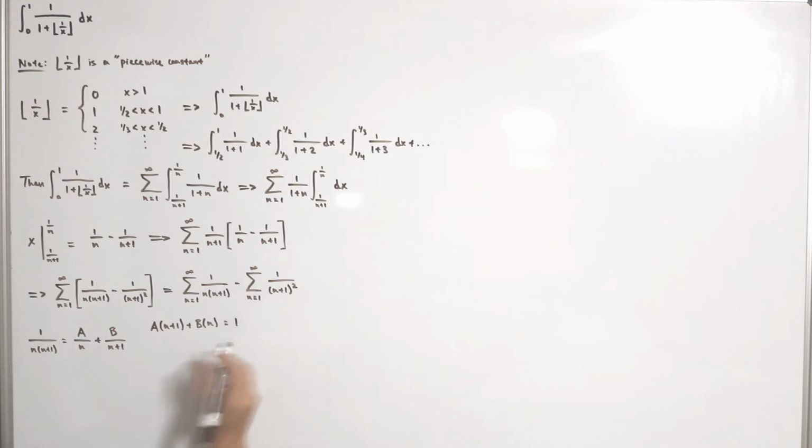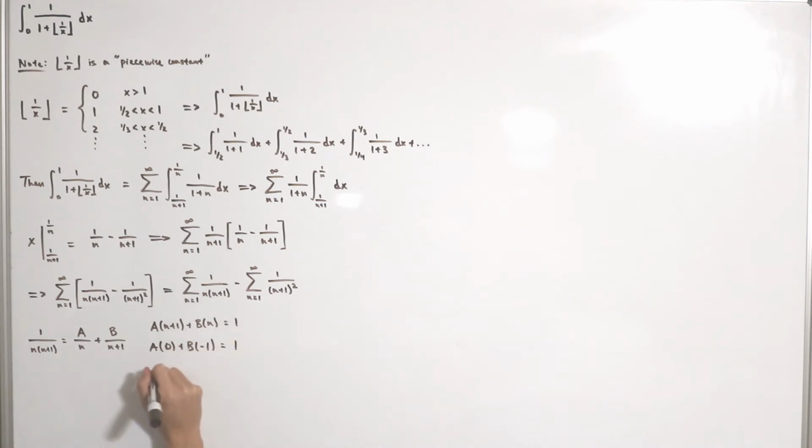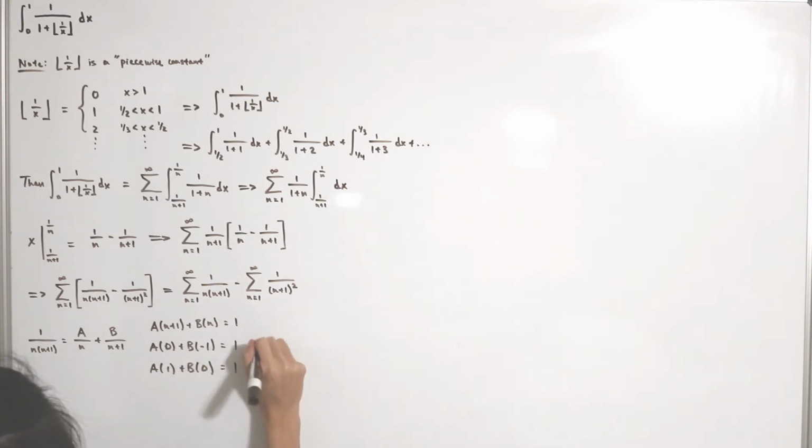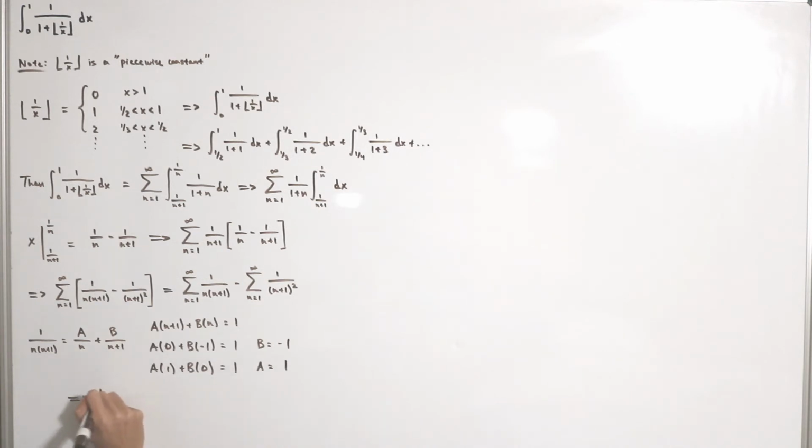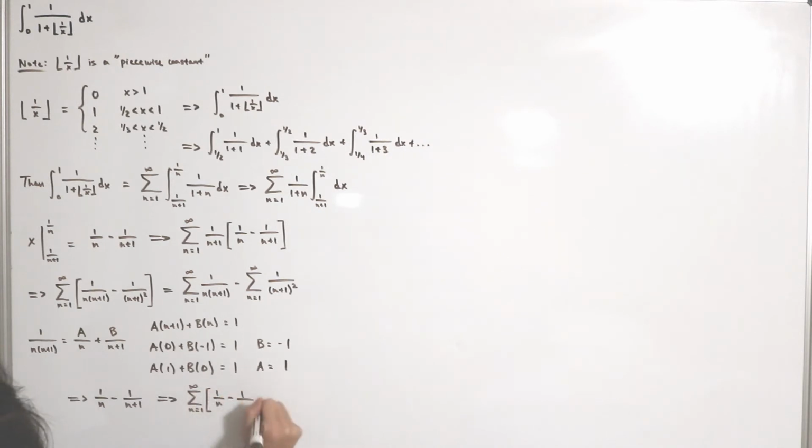Okay, so let's see, if we let n is equal to -1, then the a term should be 0, and the -b here equals 1. And then over here, if I let n is equal to 0, associated with our coefficient a, this should be a times 1 plus b times 0 equals 1. So therefore b is equal to -1, and a is equal to 1. Okay, so therefore we have our coefficients: 1 over n minus 1 over n plus 1. Let me substitute this back. So this is the series from n is equal to 1 of 1 over n minus 1 over n plus 1.